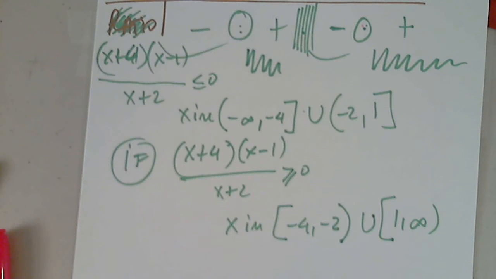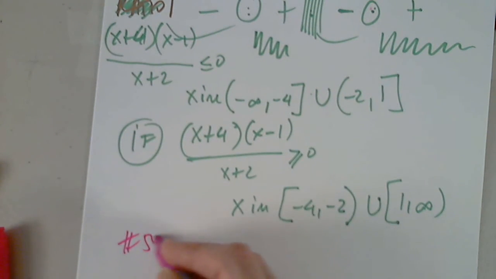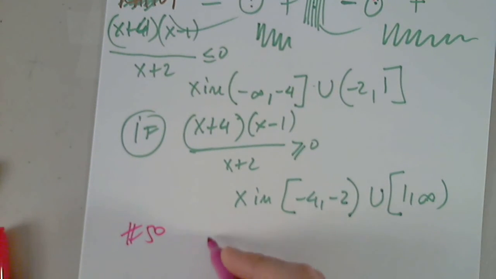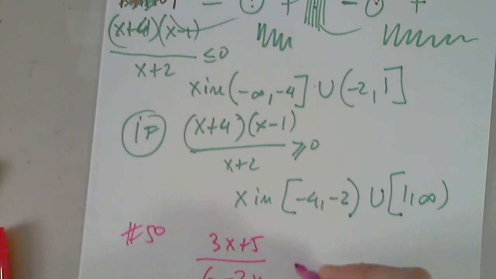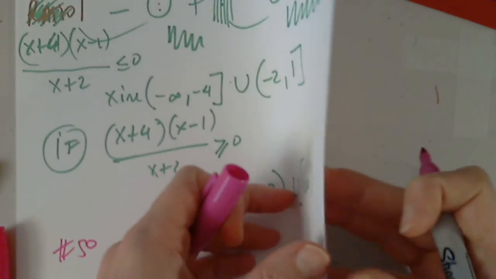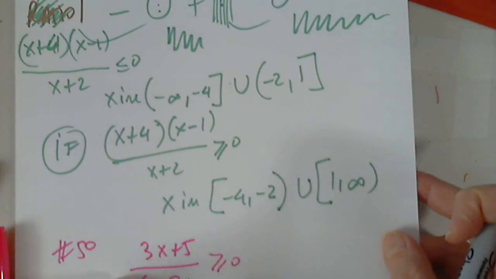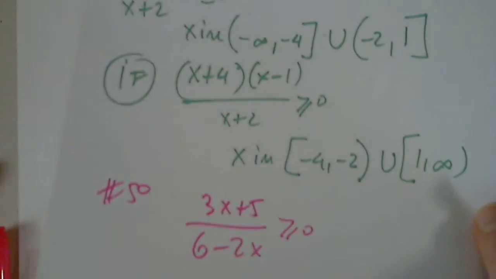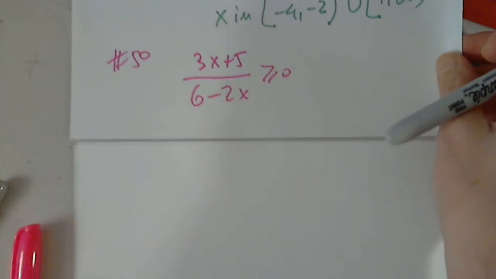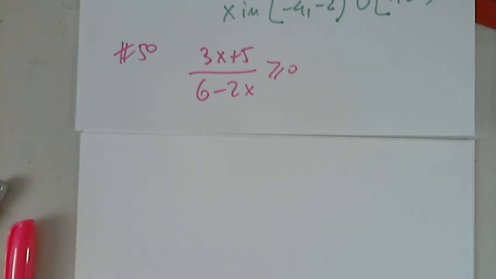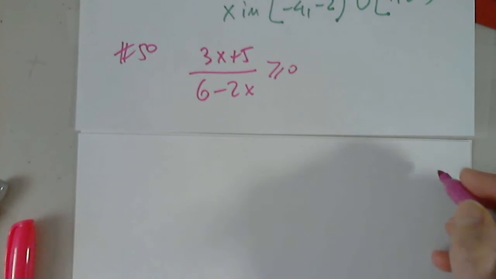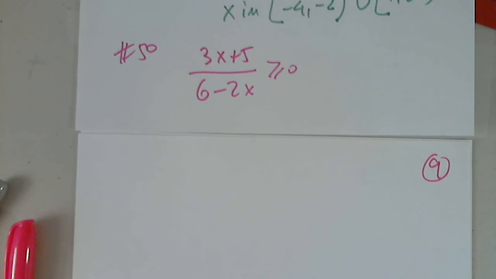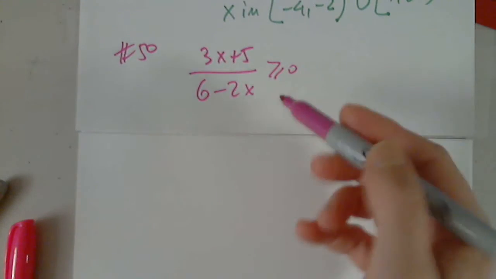I think I mentioned 50. And 50 is 3x plus 5 over 6 minus 2x, and the 50 is greater than or equal to 0. Is it a ratio? Yes. Do I have 0 on the other side? Yes. So I can use the table, because I would like to show another one that is not ready for the table. And I would like you to choose from 55 through 60 in a moment. So this is table ready.